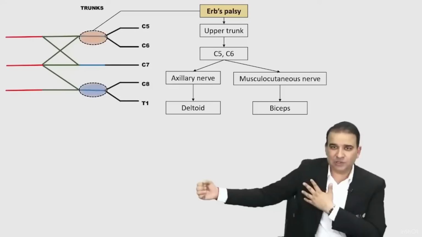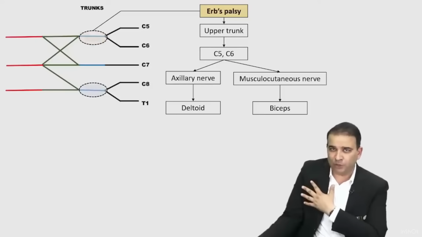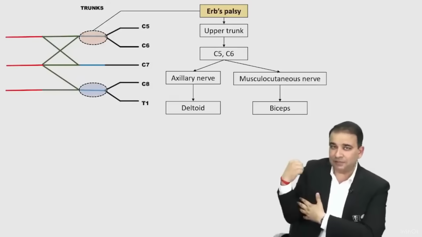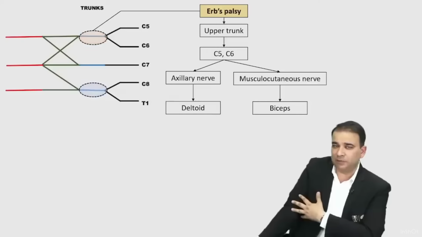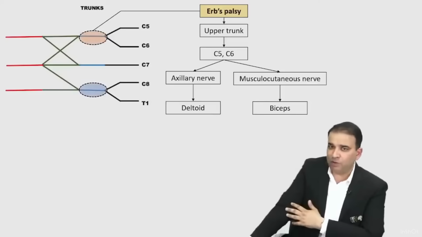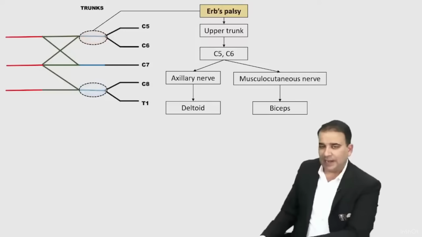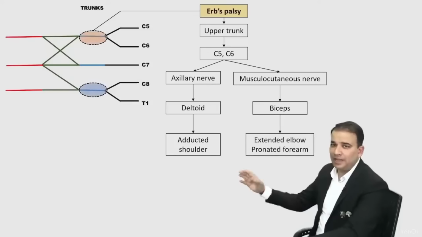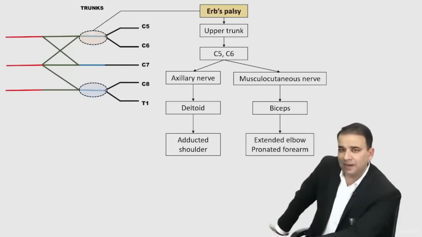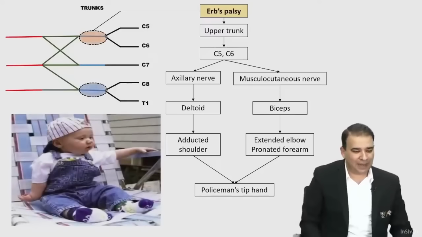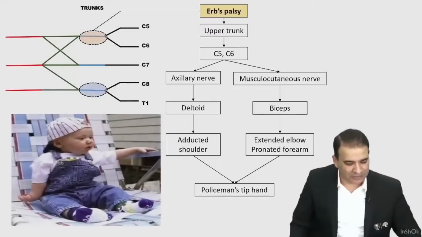If the deltoid is gone, obviously the shoulder will come into an adducted position. You have an adducted shoulder, number one. If the biceps is gone, the elbow will come into an extended position. And I told you that the biceps is a very strong supinator, so the forearm will also go into the pronated position. Adducted shoulder, extended elbow, pronated forearm, and that is nothing but the policeman's tip hand.